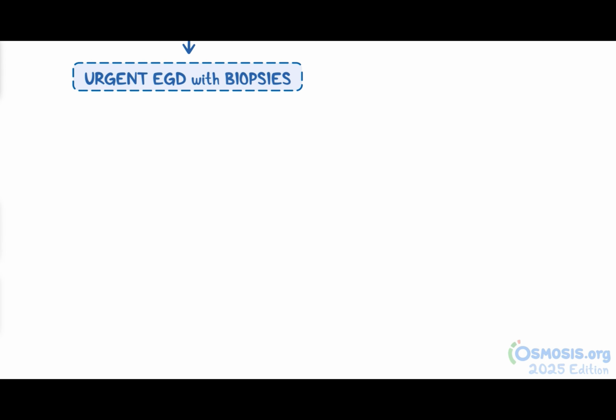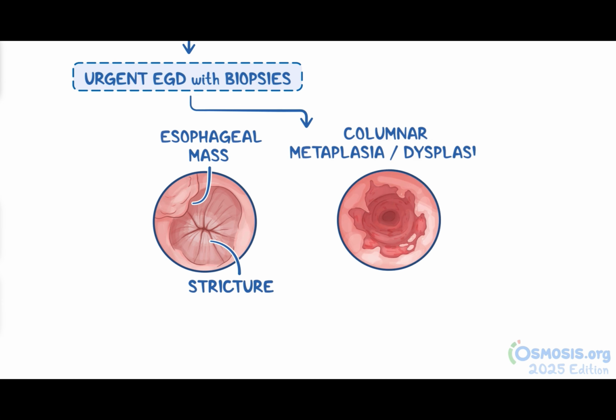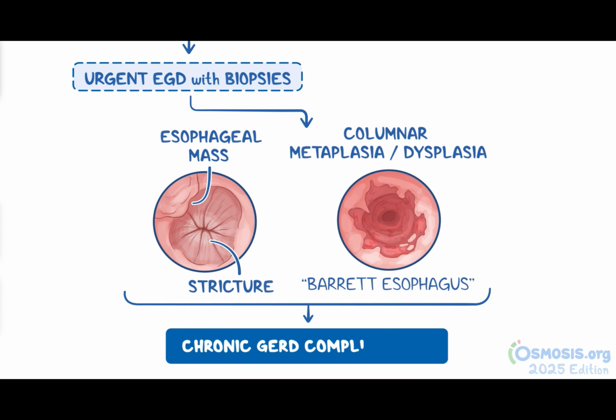Now, let's go back to EGD and biopsy because in some individuals, erosive esophagitis can progress to more serious conditions. During the procedure, you might detect an esophageal mass or stricture, while a biopsy might reveal columnar metaplasia or dysplasia, a finding known as Barrett esophagus. All these findings are suggestive of chronic GERD complications.